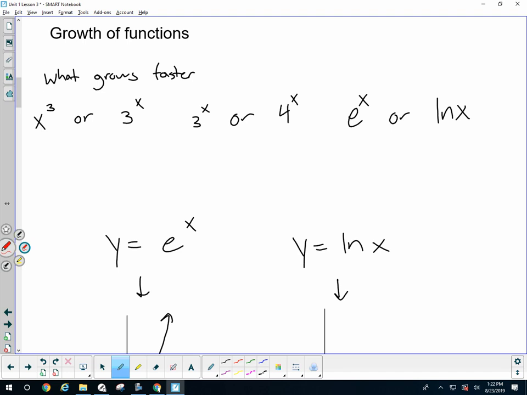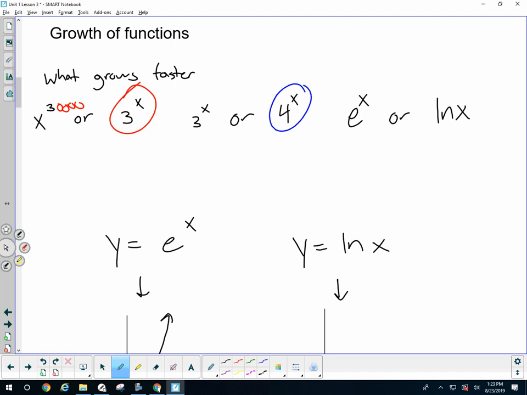But before we start doing these problems, we need to understand about the relative growth of things. We need to understand that 3 to the x will grow faster than x to any number, including x to the 30,000. We need to understand that 3 to the x and 4 to the x don't grow the same. If I take 4 and multiply it by itself, it will grow faster than if I take 3 and multiply it by itself. So this is a faster growing function.